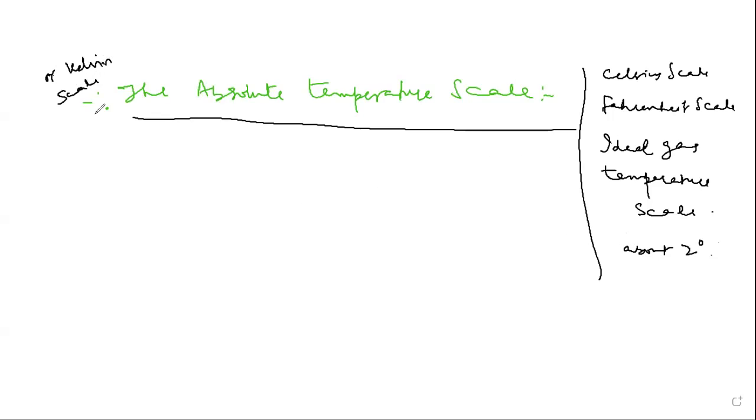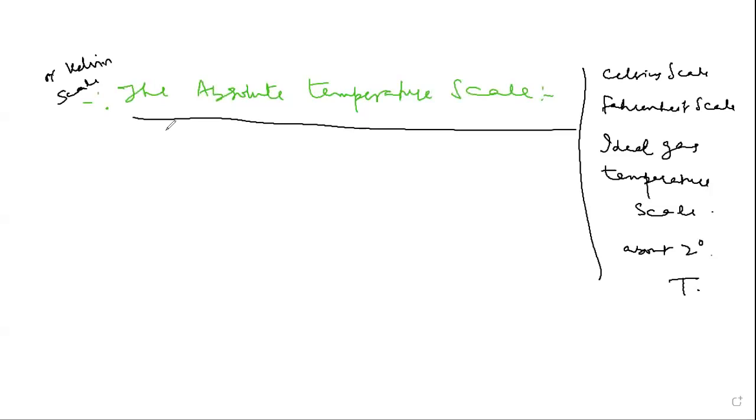And we also said that the ideal gas temperature scale and the Kelvin or absolute temperature scale coincide at temperatures where both scales are defined, that is about 2 degrees. So we have the same symbol for the ideal gas temperature scale and the Kelvin scale, that is capital T. Now today we are going to understand how this absolute temperature scale is defined.